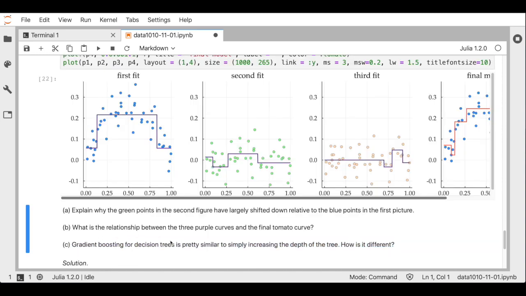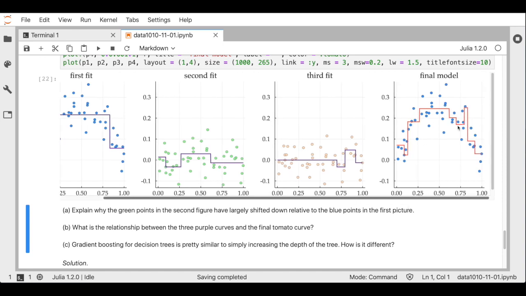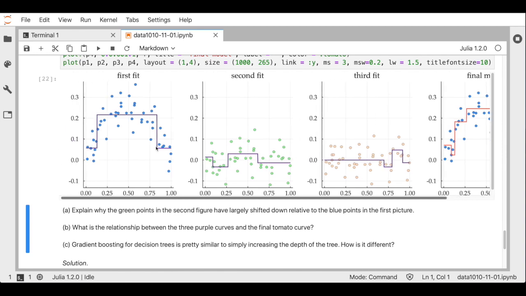So part C asks us to compare boosting decision trees to simply increasing the depth of the tree. If I just show you this final tomato curve, you might think, well, it just looks like a decision tree with a fairly high depth, enough to get several breaks here. But from a training point of view, it's quite different, because whenever you make a split in a single deep decision tree, you've fragmented your data, and you're bound to that split for the rest of the training process.